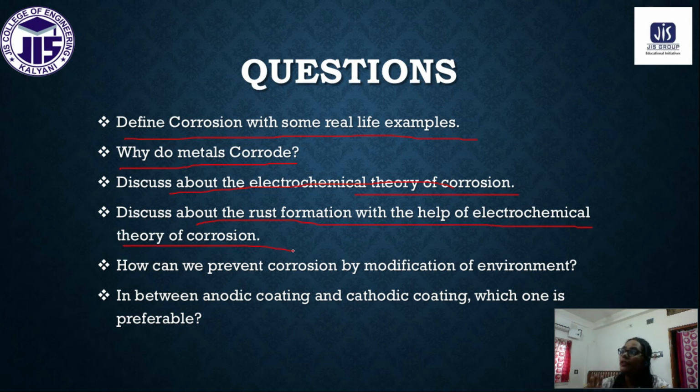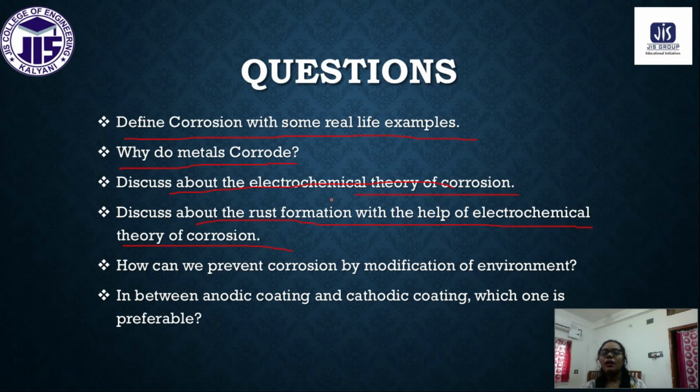That means here, rust formation. Generally we know that rust is formed on the surface of iron. In the previous question, whatever metal we took, we generally took it in a general form, that is M. So in this question, all the reactions you have to write down, but with respect to iron.